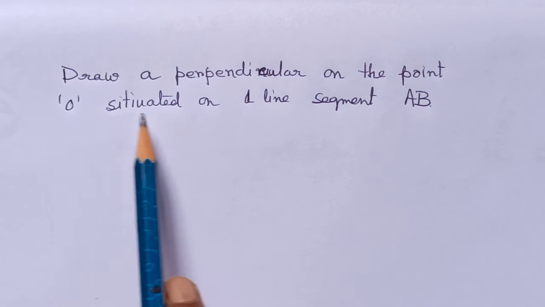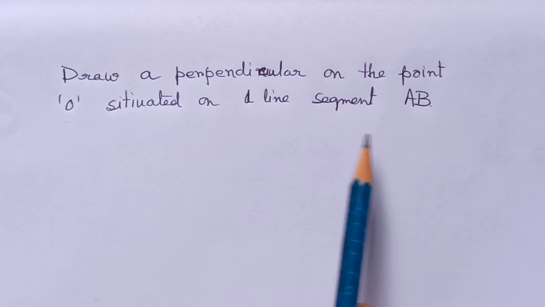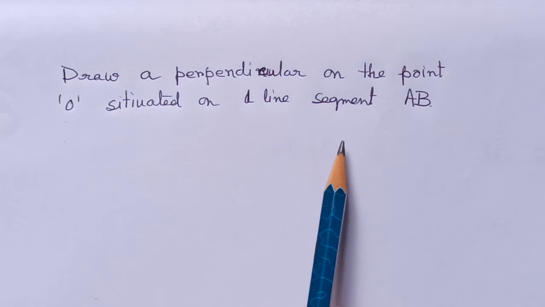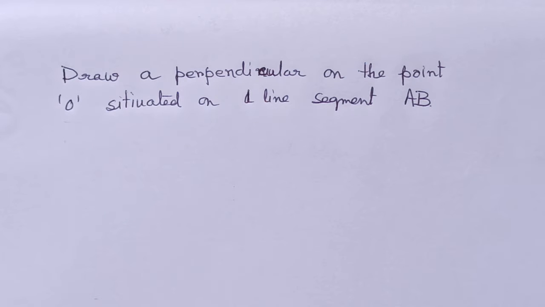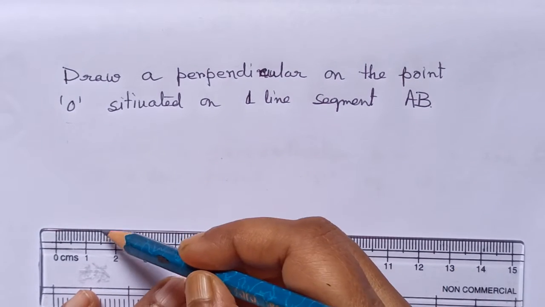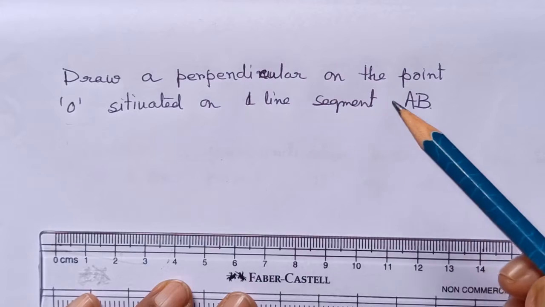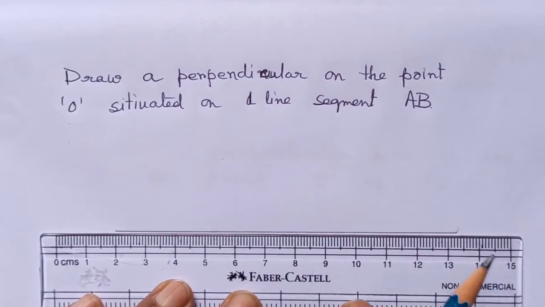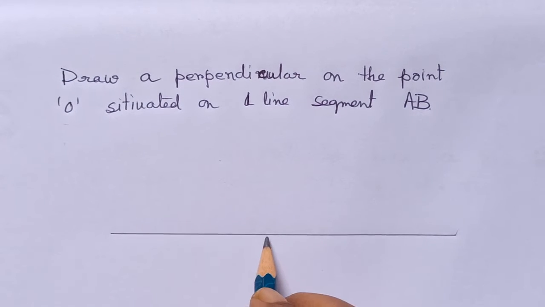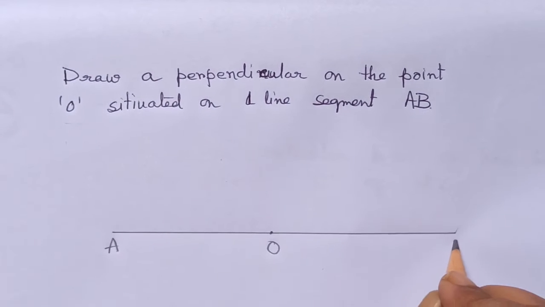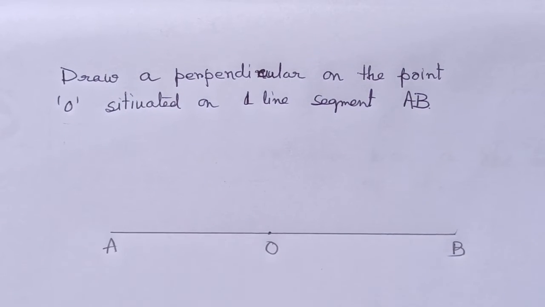The question is, draw a perpendicular on the point O situated on a line segment AB. So AB is a line segment, any length we can take. And O is a point on this line segment. So we have to draw a perpendicular on this point.